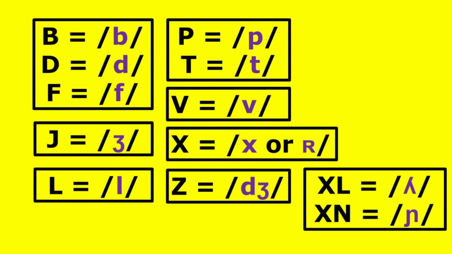Digraphs. Like GL in Italian, LL in Spanish and LH in Portuguese. This is the palatal lateral sound. And the palatal nasal, like Ñ in Spanish, NH in Portuguese. Ñ is the N with tilde, and GN in Italian.